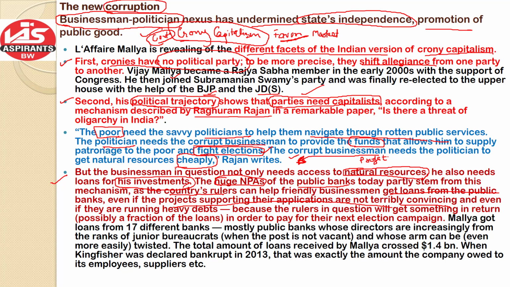And even if they are running heavy debts, they are still getting the loans. So this is a huge problem. The author says that this is because, for example, in the upcoming elections, the rulers will need money, and that money will come from some part of the loan that the businessman will get. So that's why they help these businessmen in getting the loans.